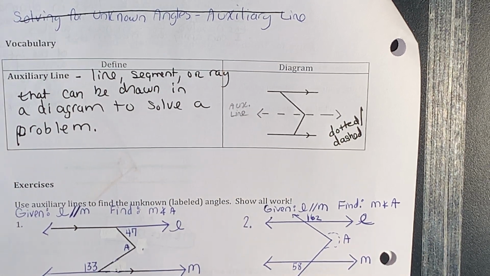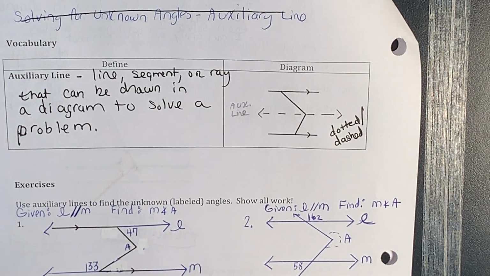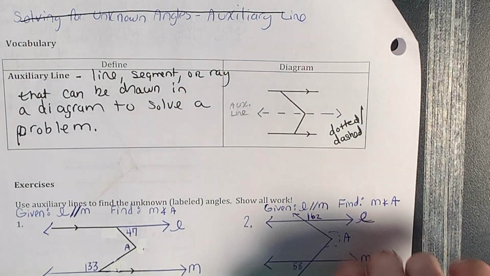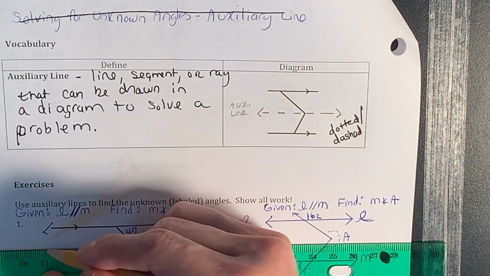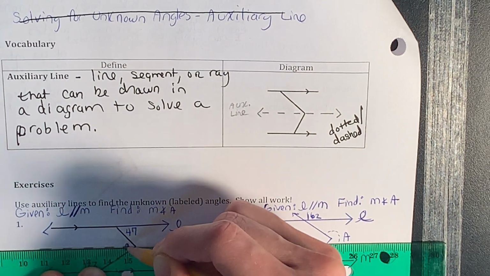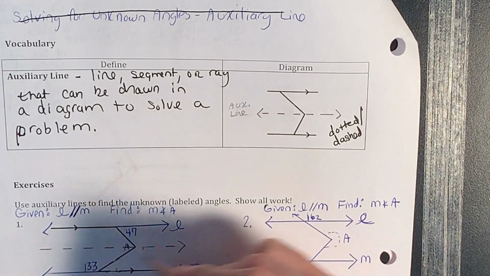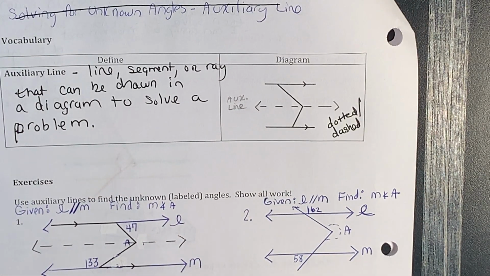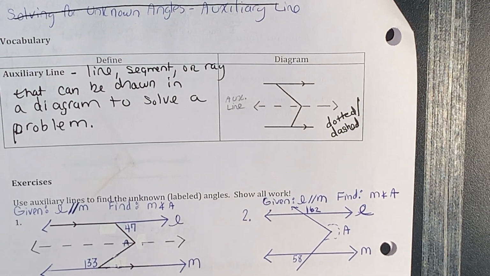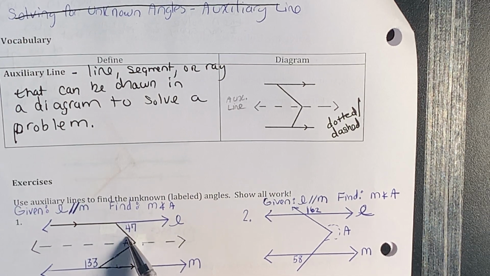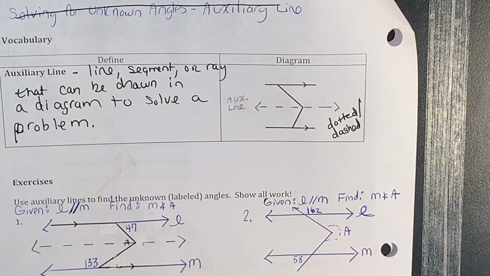So where would I place an auxiliary line in this problem? I have the 2 parallel lines, and given the fact that line L is parallel to line M, we're going to find the measure of angle A, which is located right here. So to draw our auxiliary line, we're going to take our ruler or a straight edge. Remember, it has to be dotted or dashed. Now, recall that when you create an auxiliary line, it doesn't necessarily bisect this angle. So it doesn't mean that this top portion of A is equal to the bottom portion of A.